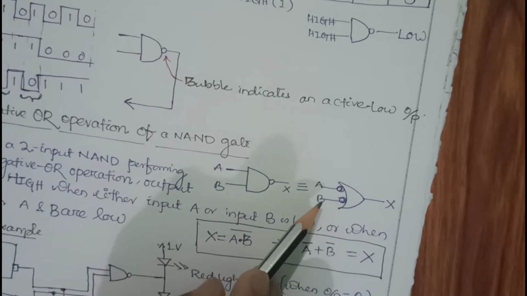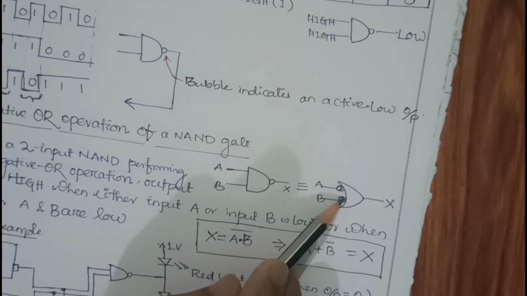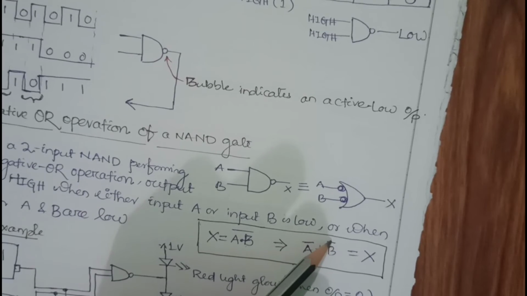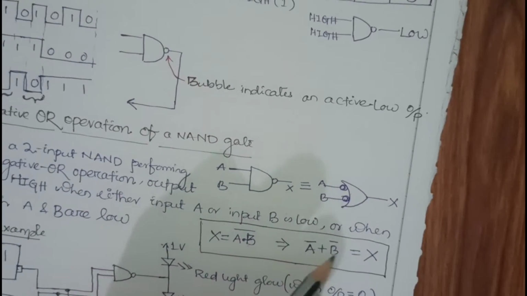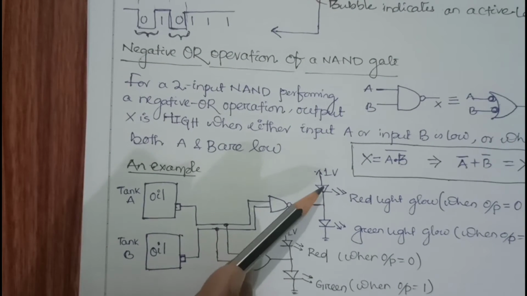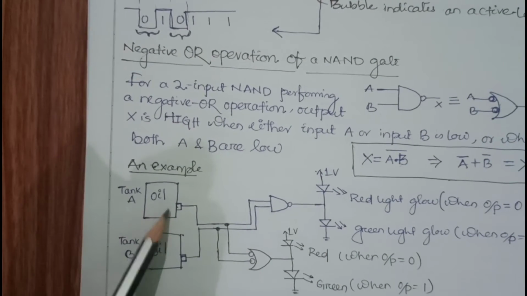Or this one we can call A bar plus B bar, because A, B both are applied, then first they are bubbled, means they are NOTed. Applied their complement, then they both are ORed, that is A bar plus B bar. Okay, then we took an example of whether my LED will glow or not using this oil tank formula.